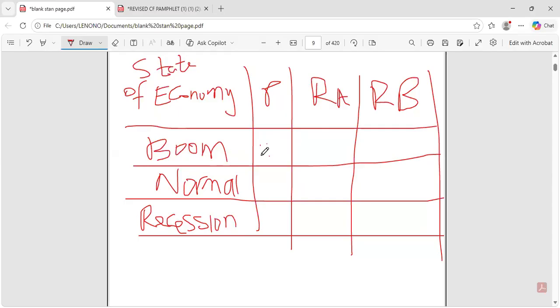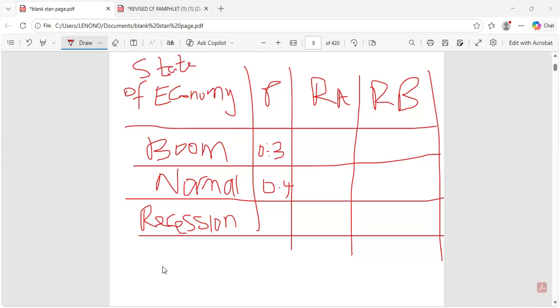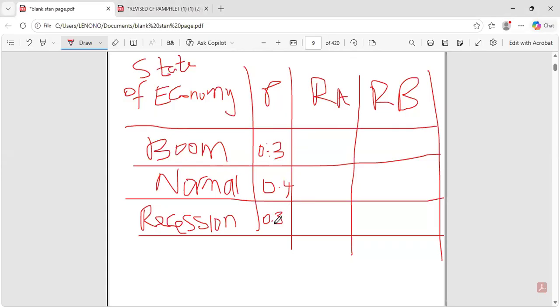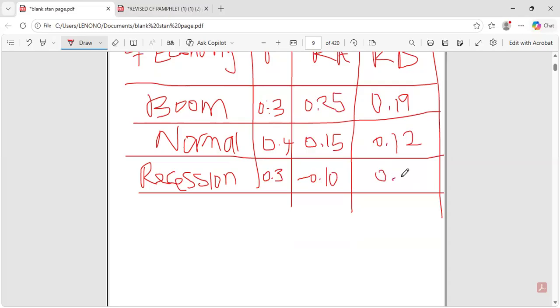Okay, so this one is 0.3. Then 0.4. Then the other one is 0.3. For the returns of A: 0.25, 0.15, negative 0.10. And for B: 0.19, 0.12, and 0.08.